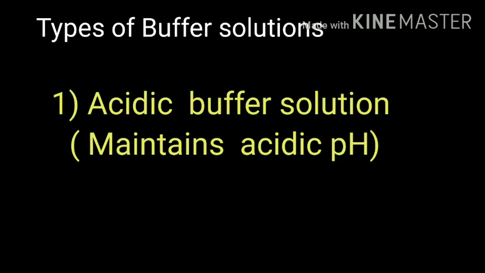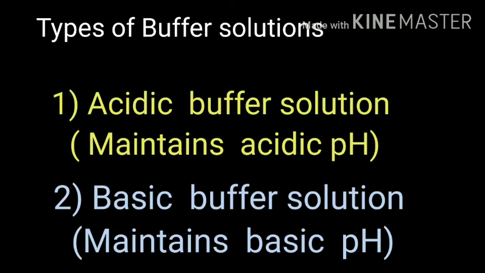Now we are going to study the types of buffer solutions. There are two types of buffer solutions. First is the acidic buffer solution. These solutions are going to maintain their acidic pH. The second are the basic buffer solutions, and they maintain their basic pH. Now we are going to study the first type of buffer, that is the acidic buffer solution, in detail.